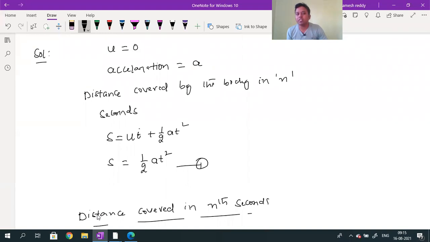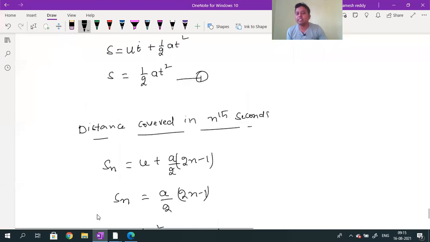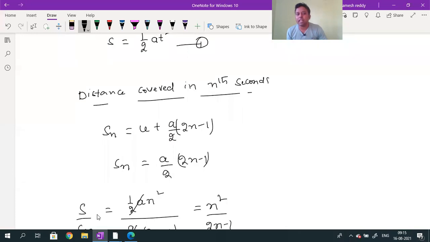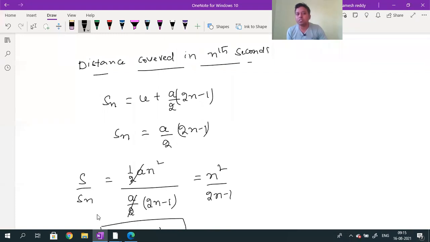But here u value is 0, so when u is 0, S is equal to half into a into t square. Again, what is the distance covered in the nth second of the journey? Distance traveled in the nth second is Sn. Sn will be equal to u plus a by 2 into (2n minus 1). Then what will I get? Sn, u value is 0. Why is u 0? Starting from rest. Sn will be equal to a by 2 into (2n minus 1).